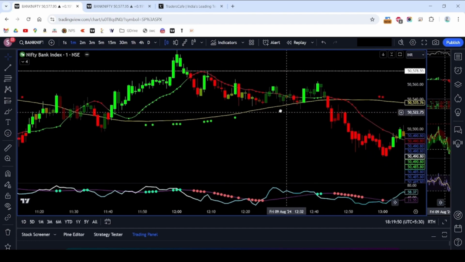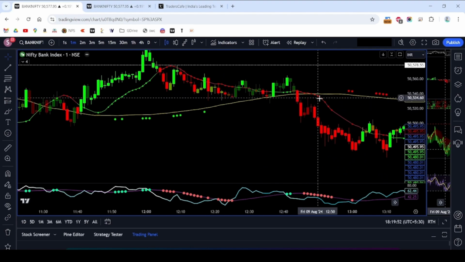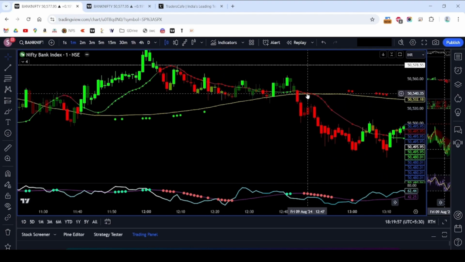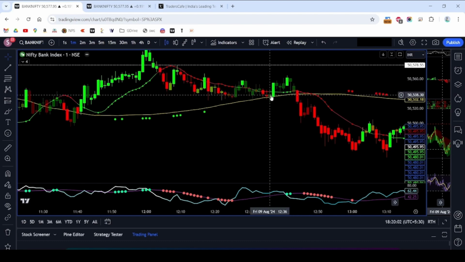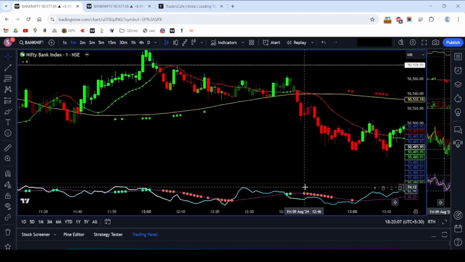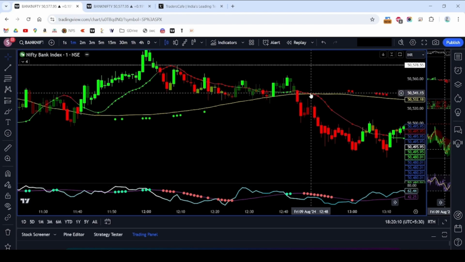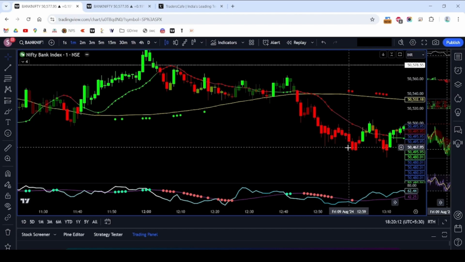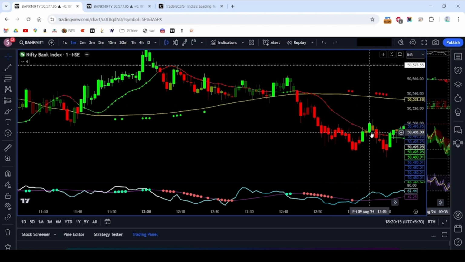No short signals yet, and there is a short signal here. You can see the candle is red. The first red dot has appeared. We ignore this because this is still above this. Once the crossover is done and there is a red signal, this is your entry at 12:48. You catch a trend until here.